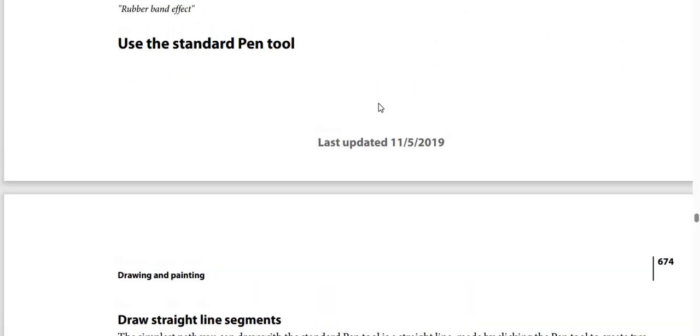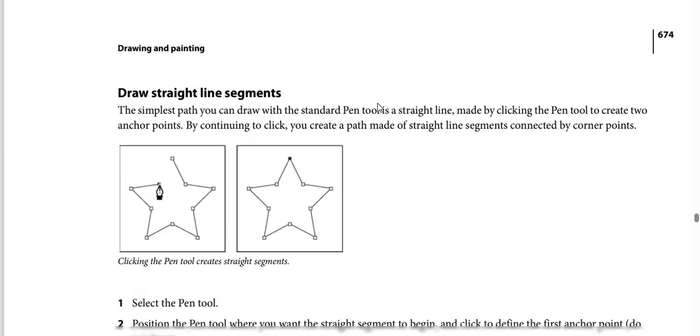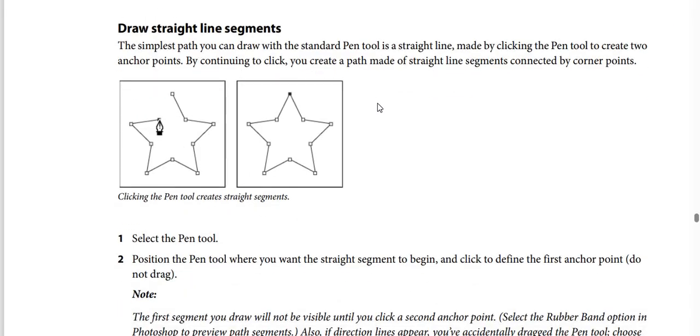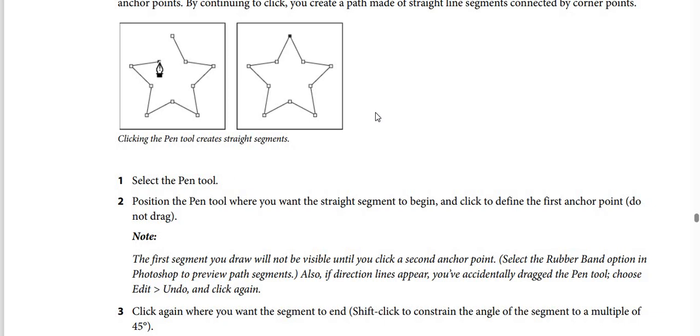And use the standard Pen tool. How to use the standard Pen tool? Draw straight line segments. By the way, the simplest path you can draw with the standard Pen tool is a straight line, made by clicking the Pen tool to create two anchor points. By continuing to click, you create a path made of straight line segments connected by corner points, like in these images. Clicking the Pen tool creates a straight segment.